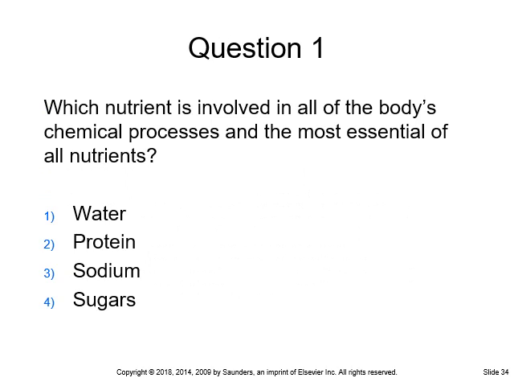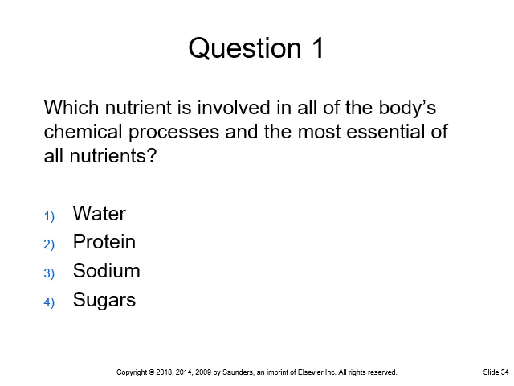All right, we're going to slow it down here and give you the opportunity to look at this question and answer it on your own. Take this time to read the question thoroughly and put your response to question number 1 in the shared notes. Which nutrient is involved in all the body's chemical processes and is the most essential of all the nutrients? We just said this. Which nutrient is the most essential of all nutrients listed here? Is it water, protein, sodium, or sugars?